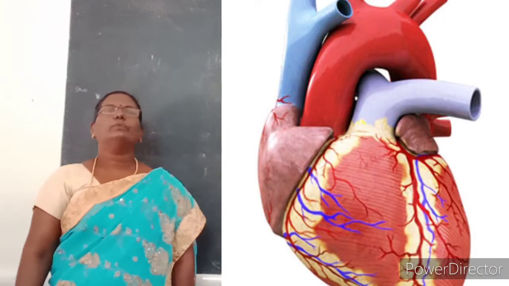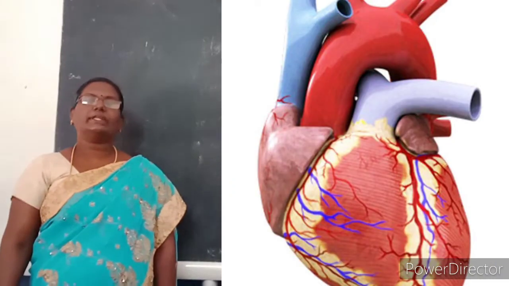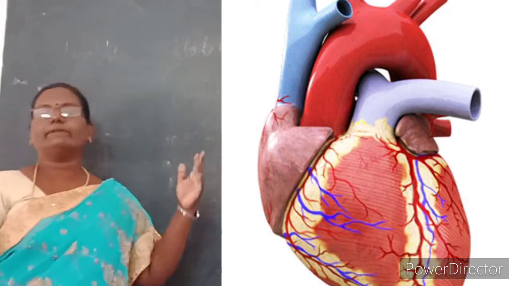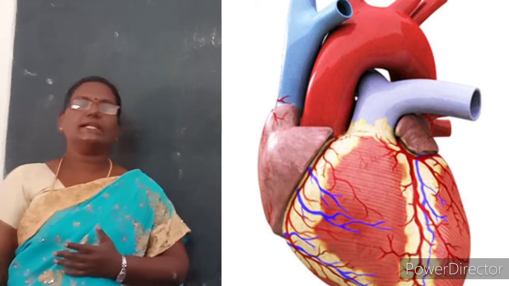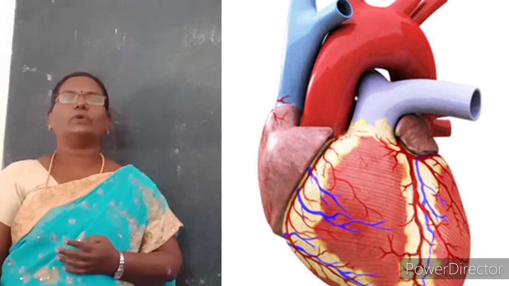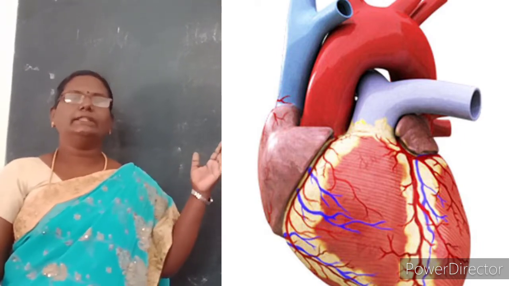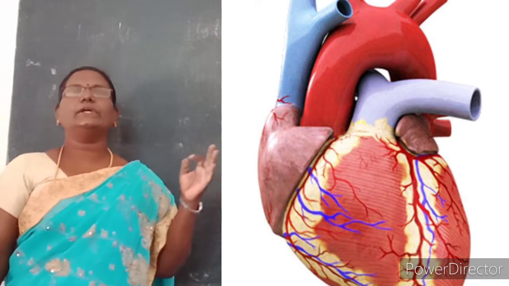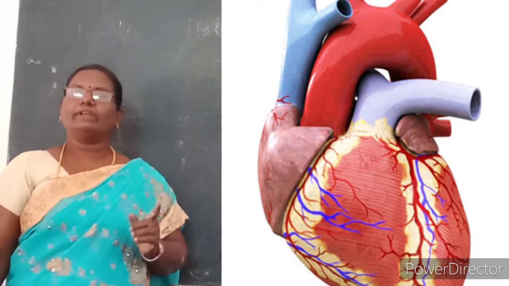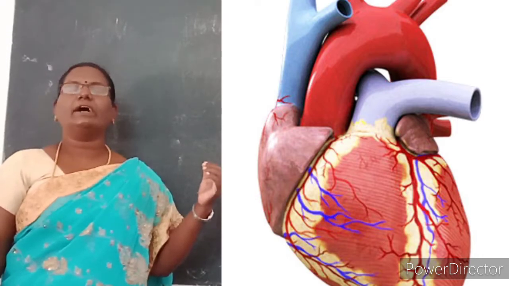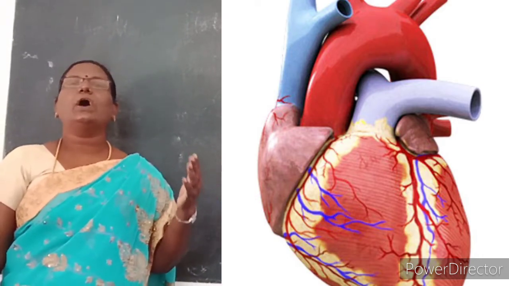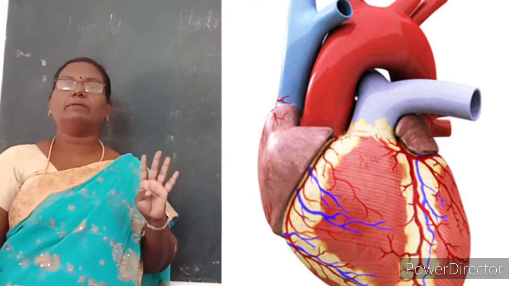So this class we learned about the structure of the heart. The heart was discovered by Raymond de Vieussens. The upper chambers are known as what? Auricles. The lower chambers are known as what? Ventricles. The right auricle receives deoxygenated blood through the superior vena cava and the inferior vena cava. The left auricle receives the oxygenated blood through the four pulmonary veins.